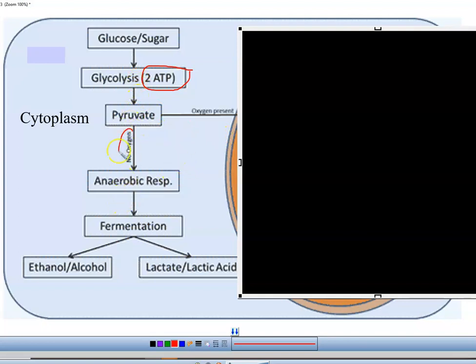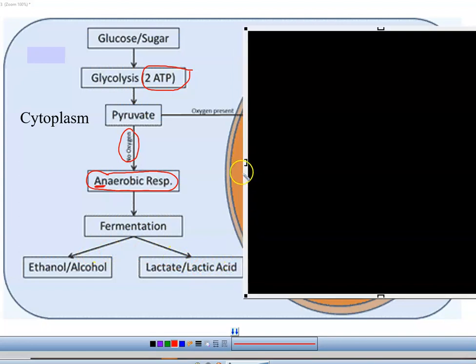Let's say we have no oxygen. We don't have enough oxygen. We enter a phase called anaerobic respiration. Cellular respiration is the overall term, but if we have no oxygen, we put an A in front of it. That means not. Aerobic means oxygen, so anaerobic means not oxygen respiration. We end up going this pathway. Now, we're human, so we do not make alcohol, but some organisms, bacteria and yeast, can make alcohol through fermentation. What our body makes instead is lactic acid.